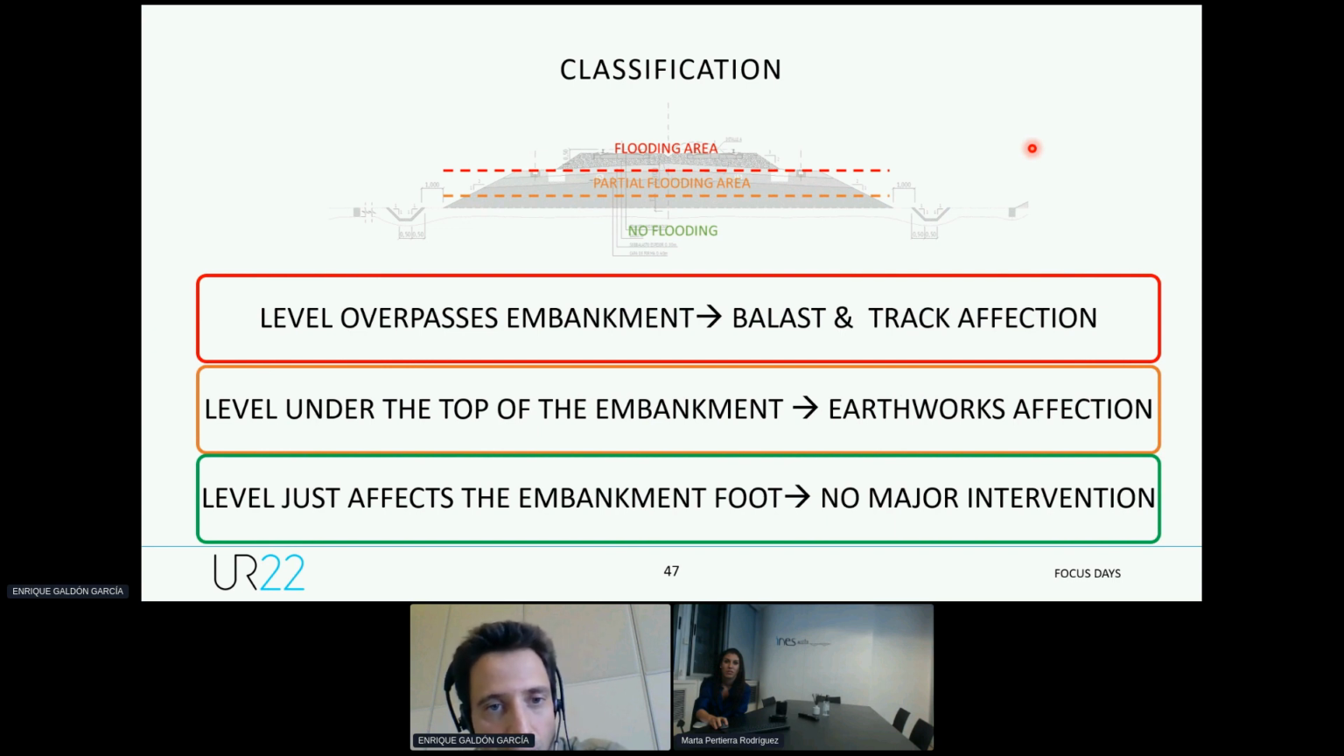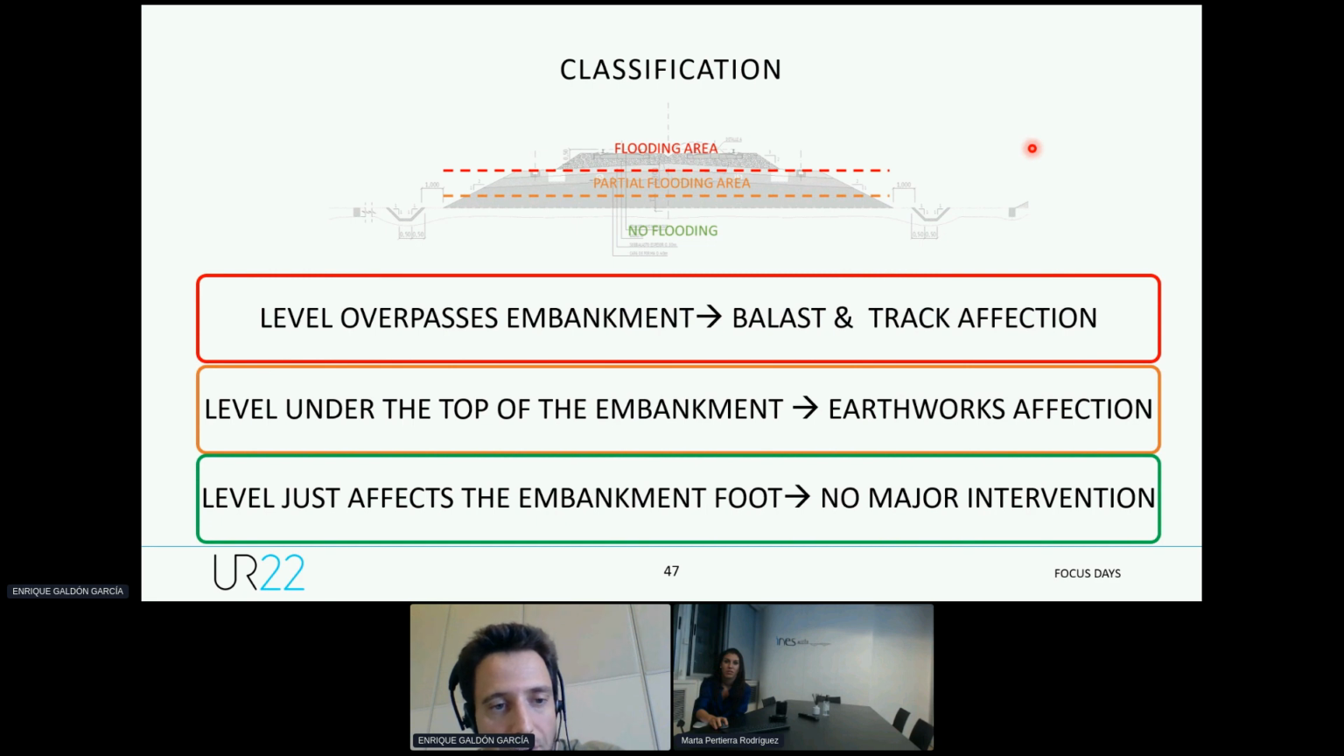If the level of the water overpasses the embankment, you're going to have the ballast in the track affected by the water, and then the maintenance interventions that you're going to have to carry out are going to have to be done from the top of the platform. So that means that your railroad network is not only going to be affected during the flooding, but until the repair is undertaken. So this is the worst case scenario.